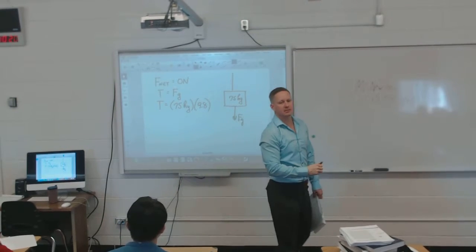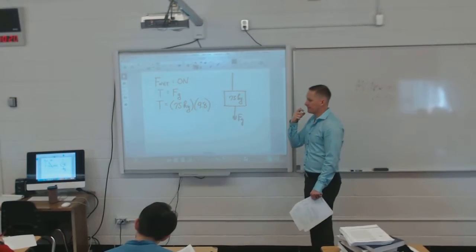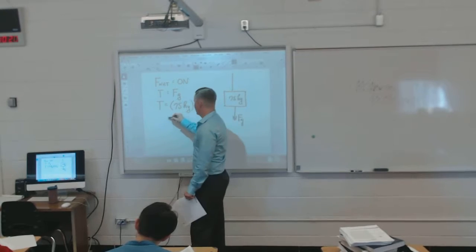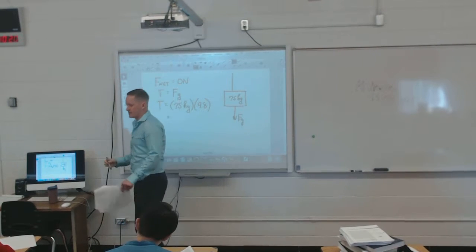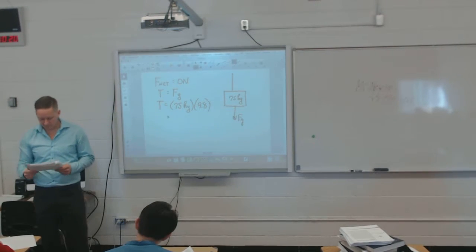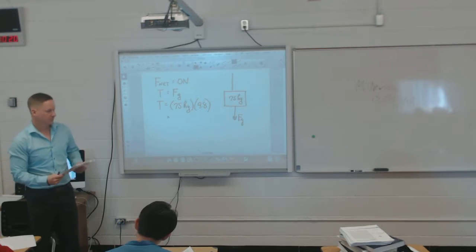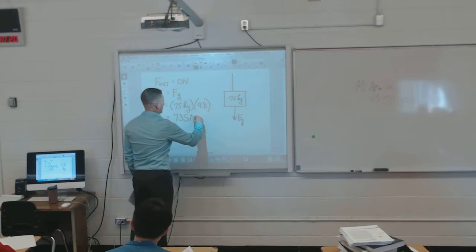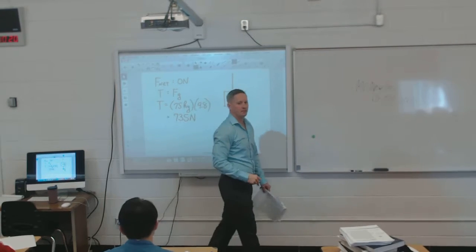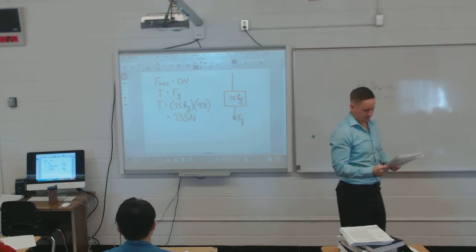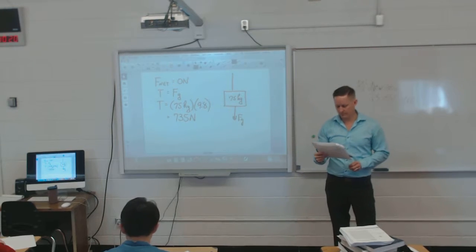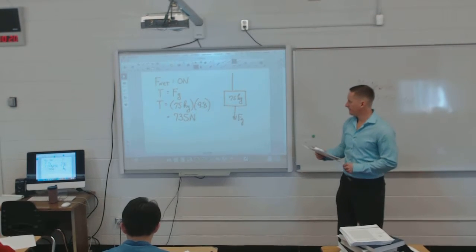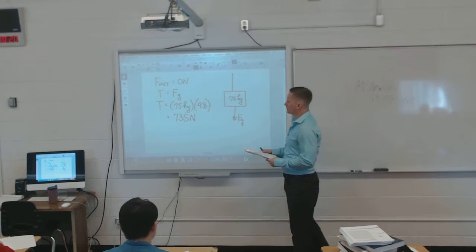75 kg times your acceleration of gravity. So the amount of force acting on him then is what? 735 newtons. Okay? Pretty straightforward so far.